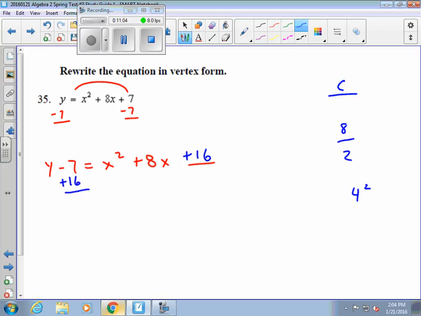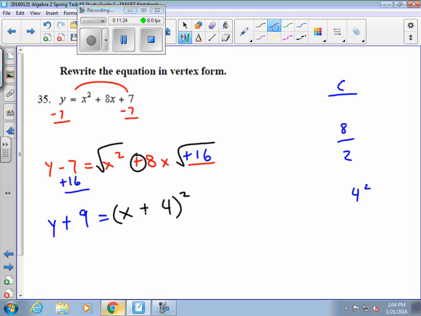So y minus 7 plus 16 is a positive 9. So y plus 9 equals, we have a perfect trinomial again. We can take the square root of this and get x, the square root of this and get 4. This is the sign that goes between them, plus 4, and that whole thing is squared. We are almost to vertex form.